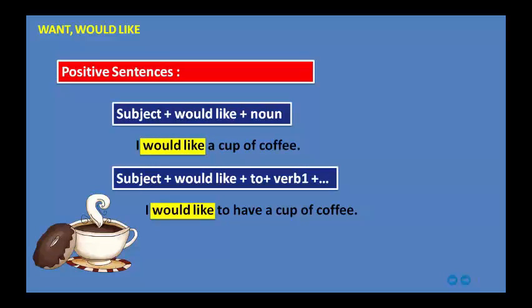Let's look at the positive sentences. After the subject pronoun, we use would like and then a noun. I would like a cup of coffee. If you want, you can use a verb after would like. But if you use a verb, at first you have to use to before the basic form of the verb. I would like to have a cup of coffee.